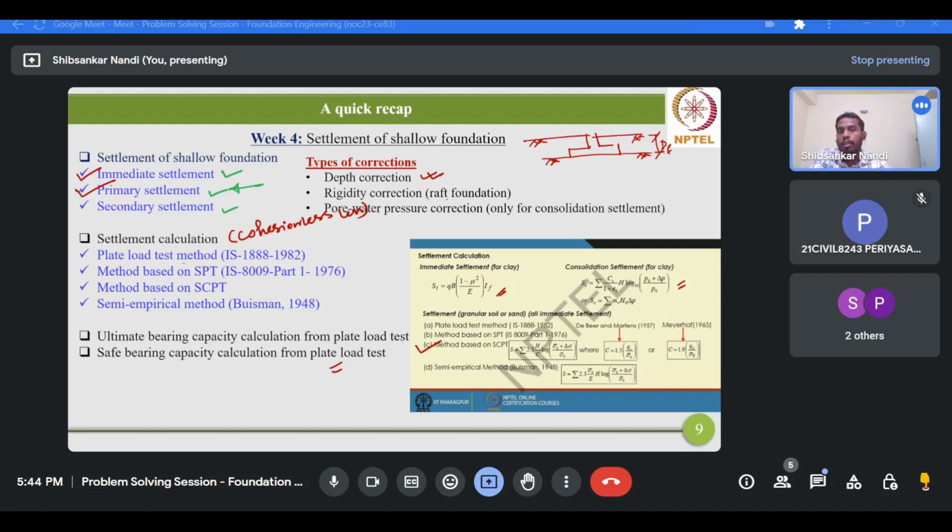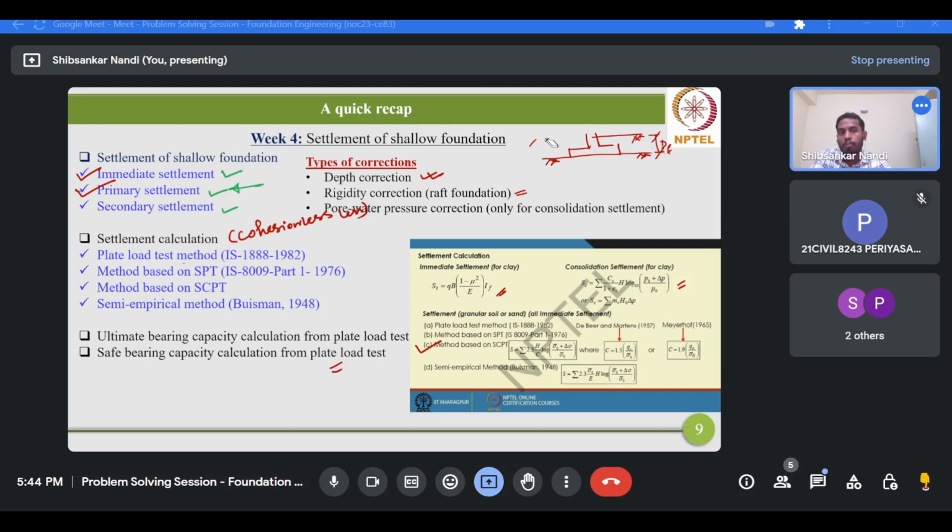Now coming to rigidity correction, as mentioned in brackets, this is for raft foundation. Rigidity means if the footing is flexible, this calculation is basically valid for a flexible footing. So whenever you encounter a rigid foundation, you have to incorporate the rigidity correction, because rigidity will try to reduce the settlement which you expect.